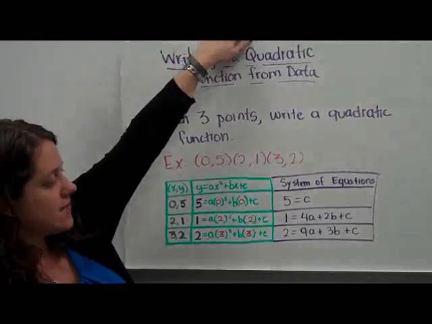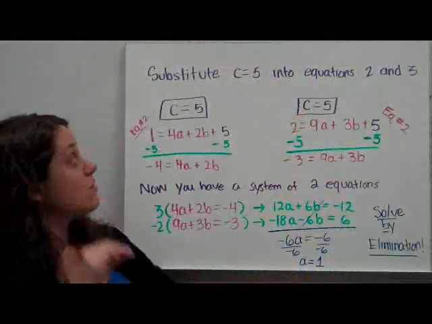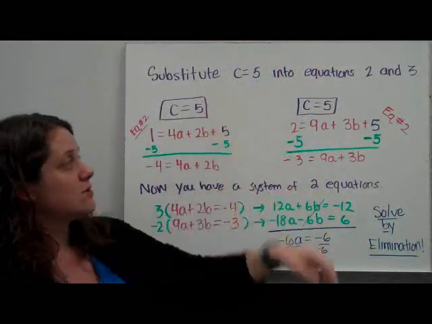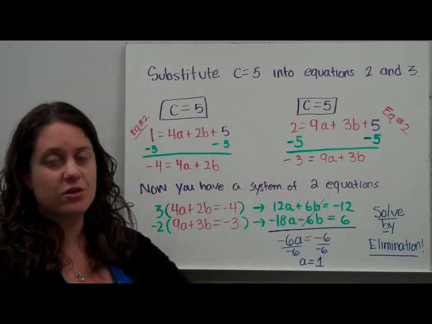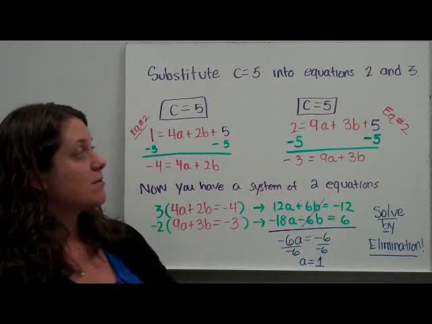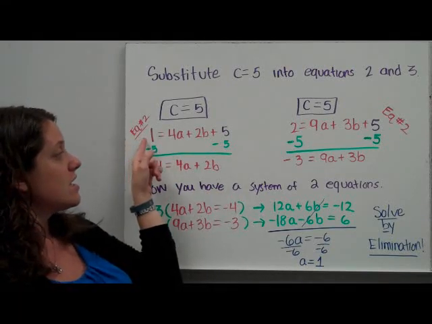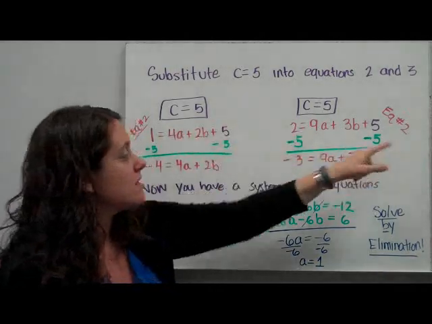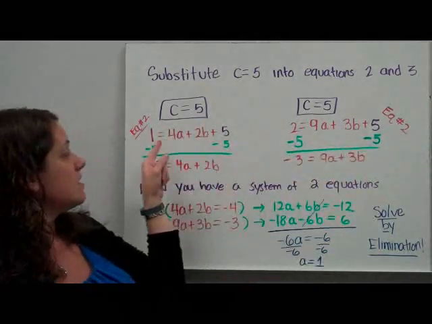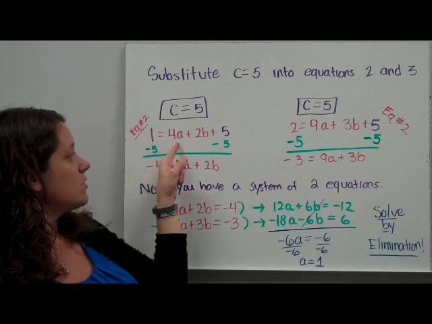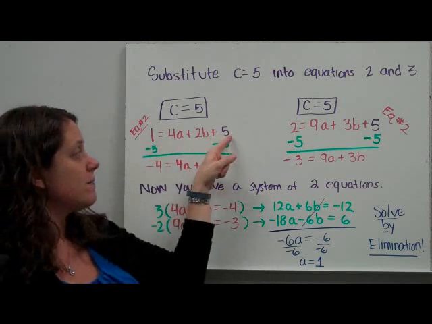Now, the next step. I know that c equals 5. I had 3 equations. Since the first equation was c equals 5, I'm going to use substitution. I'm going to substitute c into equation 2 and equation 3. So I had 1 equals 4a plus 2b plus c, and I substitute in c equals 5.